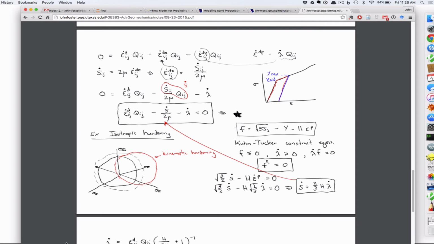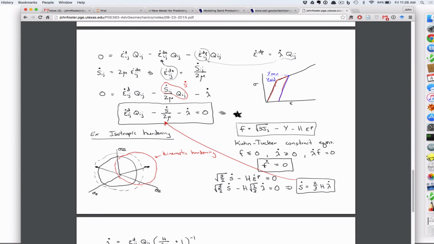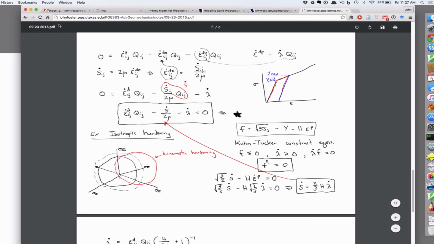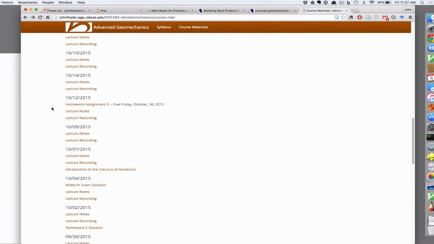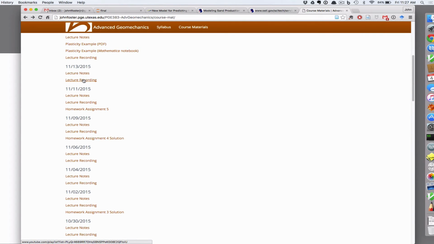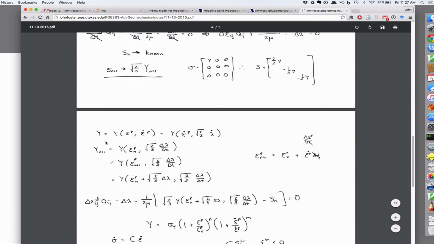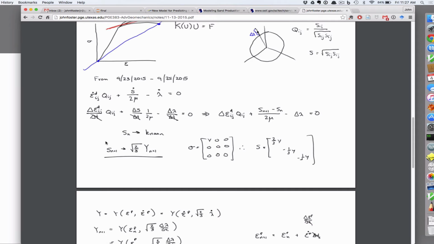So we have this guy, and then jumping ahead. So this was all sort of theory or continuum, right? At this point we're just talking theory. We didn't have a computer yet, right? And then jump ahead to, I think, the 11/13. Now we're talking about computational plasticity, right? And here we start with the same continuum equation, but then we introduce discrete quantities.